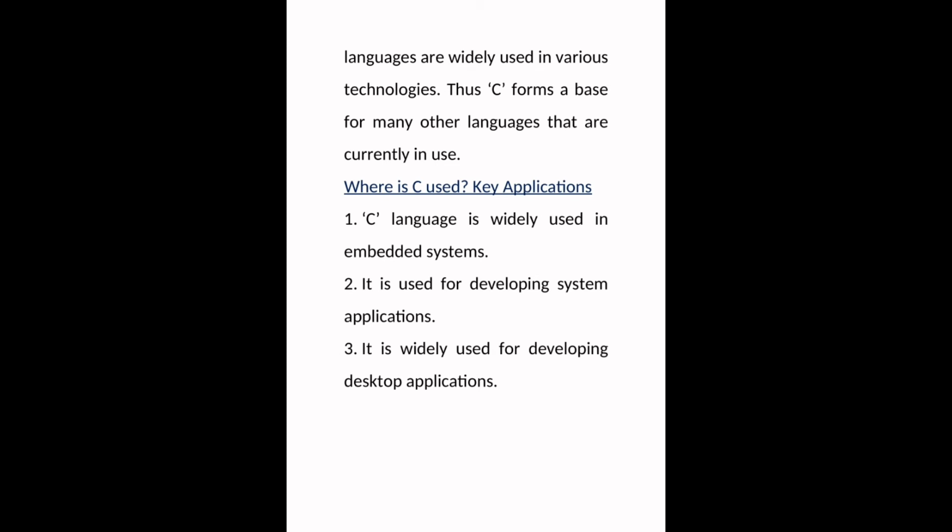Third, it is widely used for developing desktop applications. C is widely famous for developing desktop applications. For example, games, apps, notepads, wordpads, textpads, MS Office, drives, disks, whatever we can use on our computer desktop, they are already developed through the C programming language.